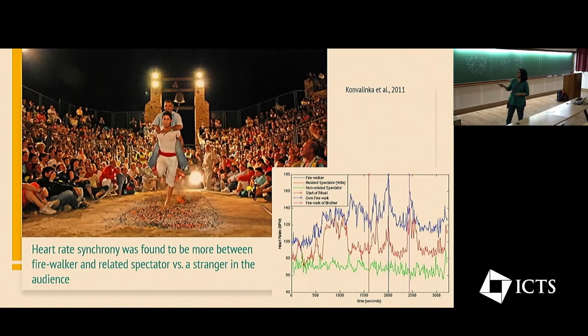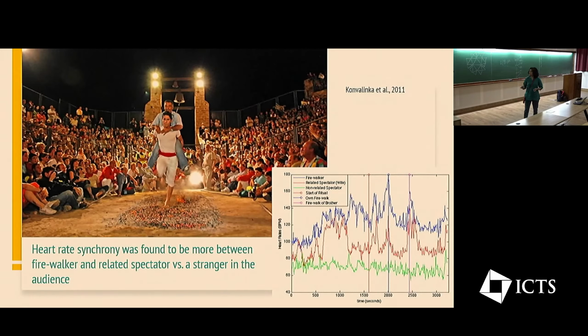This is an actual field study in some sense. In a small village in Spain, there is a fire walking ritual. So they recorded the heart rate activity of the fire walker, and some of the people in the audience, as the fire walker was going through that patch of fire. In the audience were people who were close to the fire walker, like spouses or family members, and then there were of course other strangers that they recorded the heart rates from.